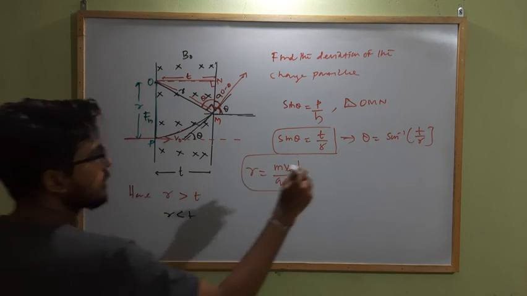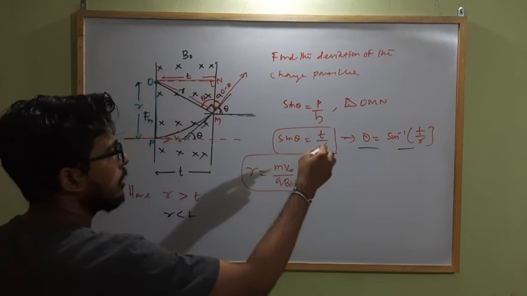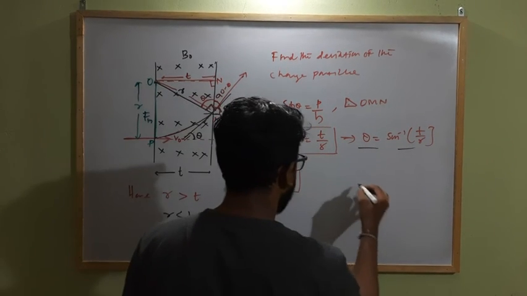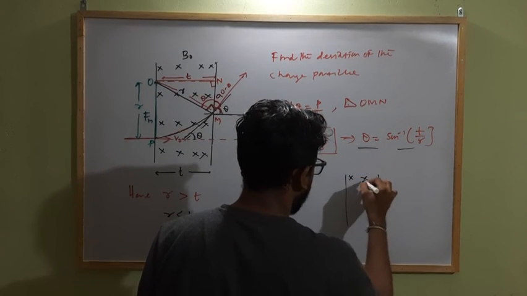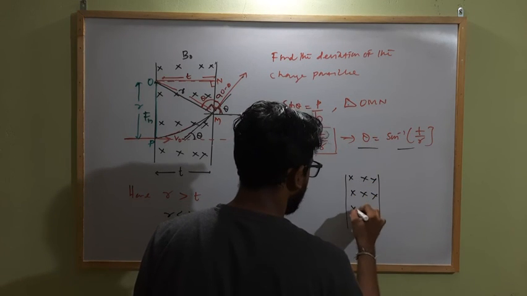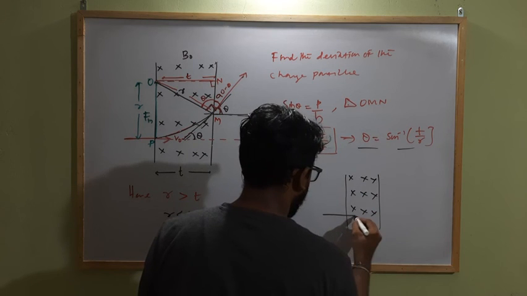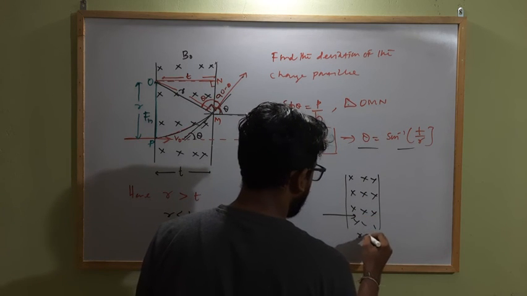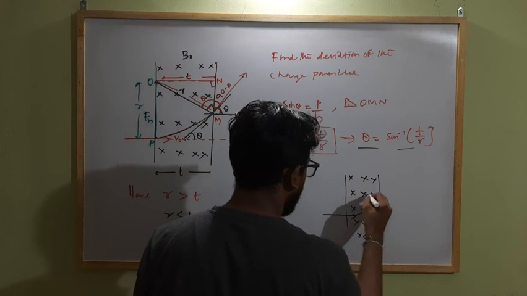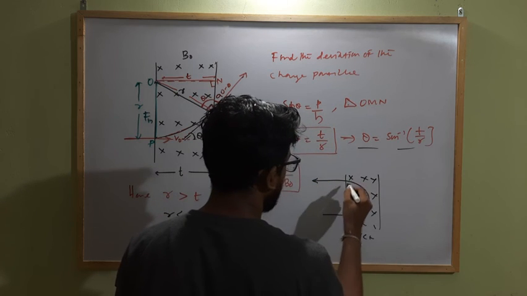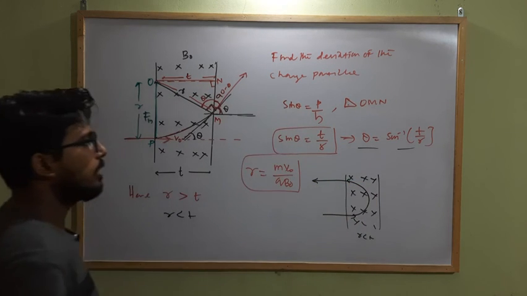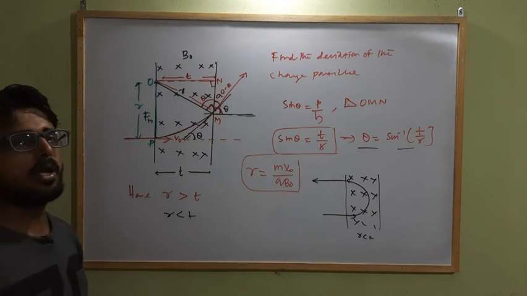This is understood, this is the theta case. What is the value of theta? If r is less than t, this is the region, the magnetic field acts like this. A charge particle enters and r is less than t, so it will move like this and goes like this. So now what will become? The deviation will be 180 degree.